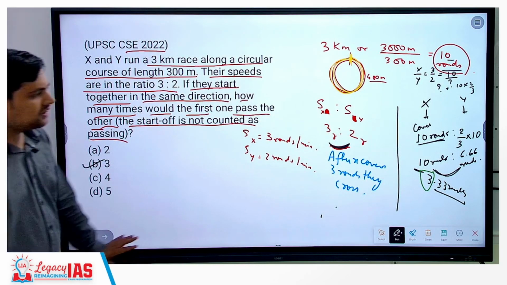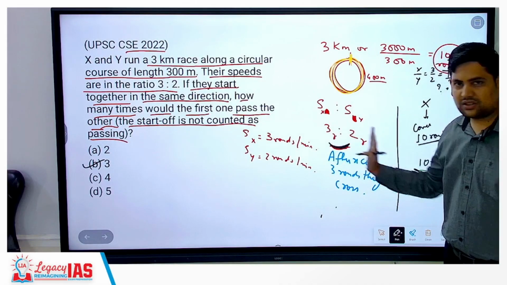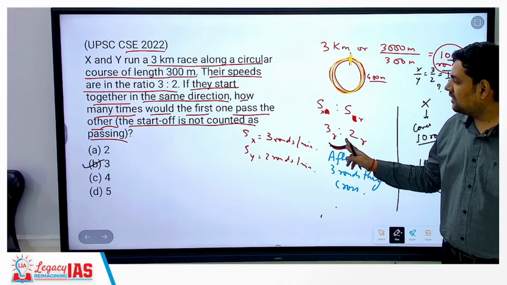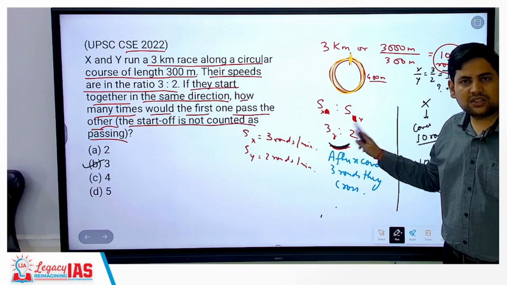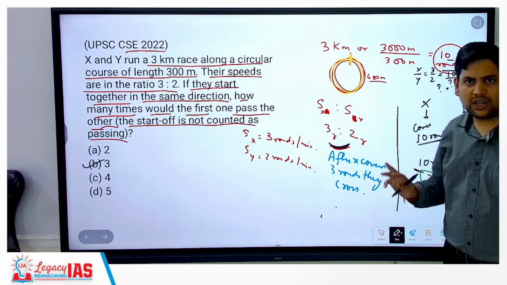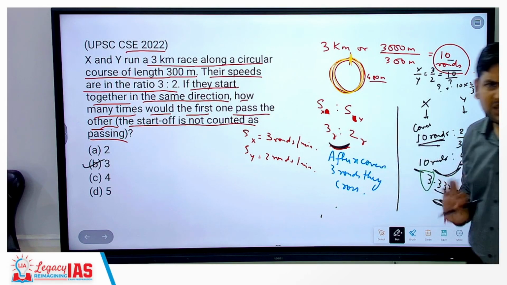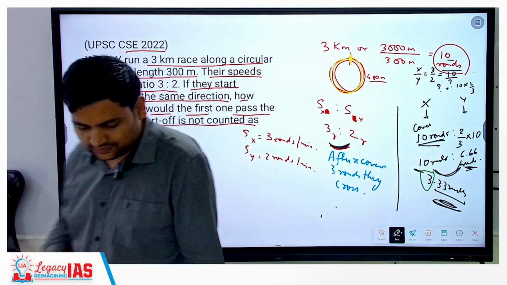That's it. First you found out the ratio, then you understood the ratio is 3:2, then you assumed that this was completion of 3 rounds, this was completion of 2 rounds. Now one of them has to complete 10 rounds for the race to get completed. So you make the faster one complete 10 rounds. In that time you see how many rounds Y has completed. Whatever is the difference, that will give you how many times they can meet. Of course it has to be in whole numbers, so you pick the whole number, that becomes your answer. Simple.